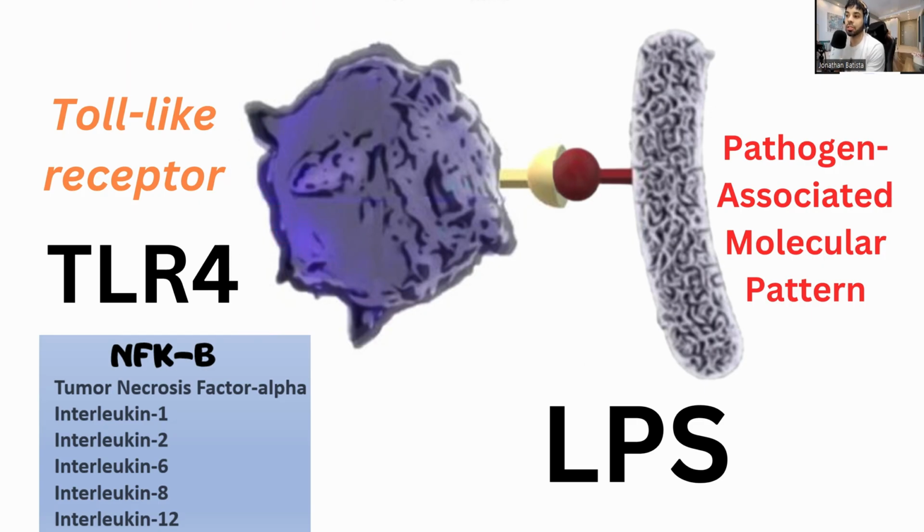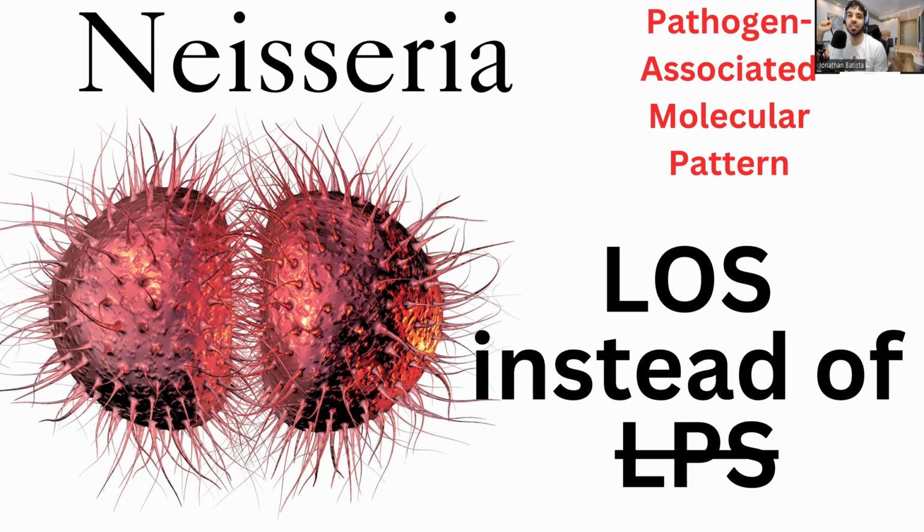A macrophage making contact with a gram-negative. Macrophage has a toll-like receptor, and it can bind to this PAMP, this pathogen-associated molecular pattern. And in this case, it's lipid A. It's always going to be LPS, but there's one exception. There's one exception that we should know. Which one does not have LPS? Instead, it has something called LOS. Neisseria. Good, good, good.